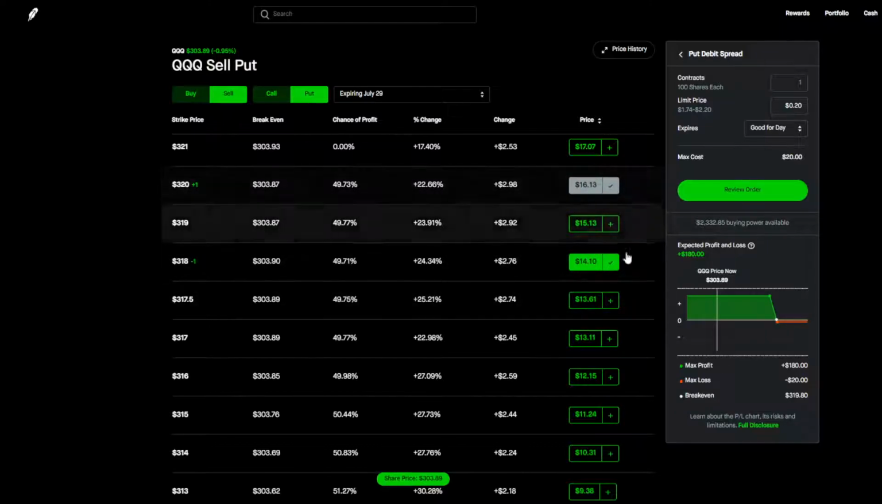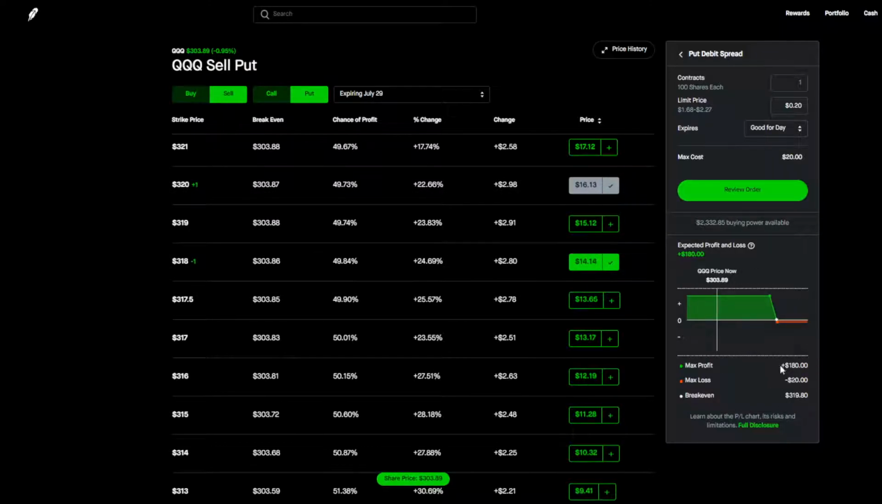So then I bought it for 20. You can see here my max profit is 180 on a risk of $20. So I'm only risking $20, and it would have to run up $15 by tomorrow for me to lose that $20. But that is a 900% return on my risk. So a very good situation to be in. I definitely like being in these types of plays.